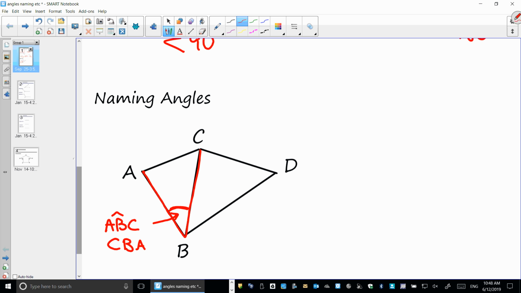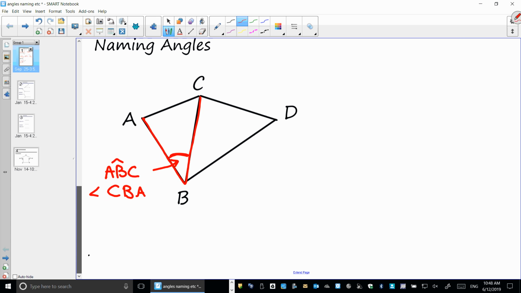Now, an alternate, and I'm going to do it differently on purpose, is that sometimes there's a little angle symbol in front. That also means angle. So both of these terminologies get you to recognize that that's the angle I want you to measure. Is that 40? I have no idea what it is. We're not going to do measuring just yet. I just want you to be able to name them.